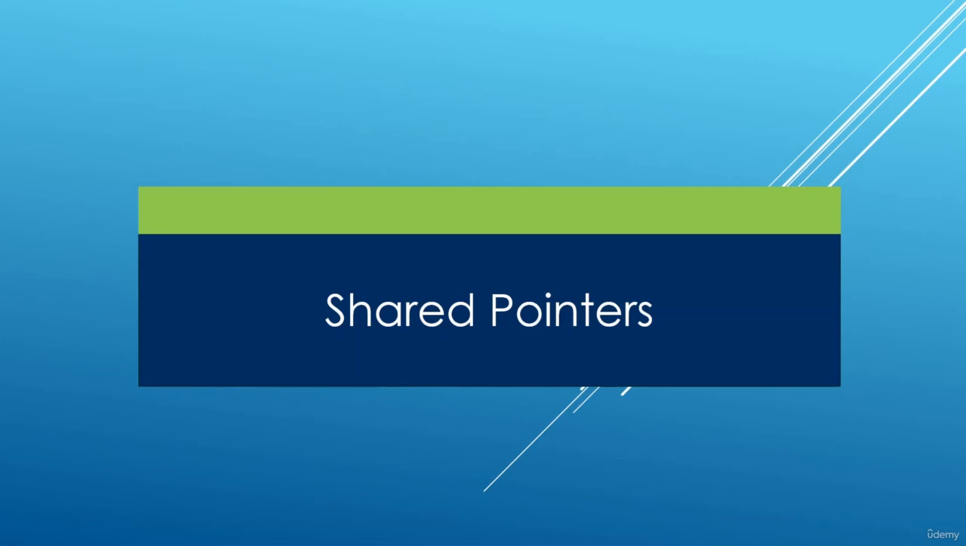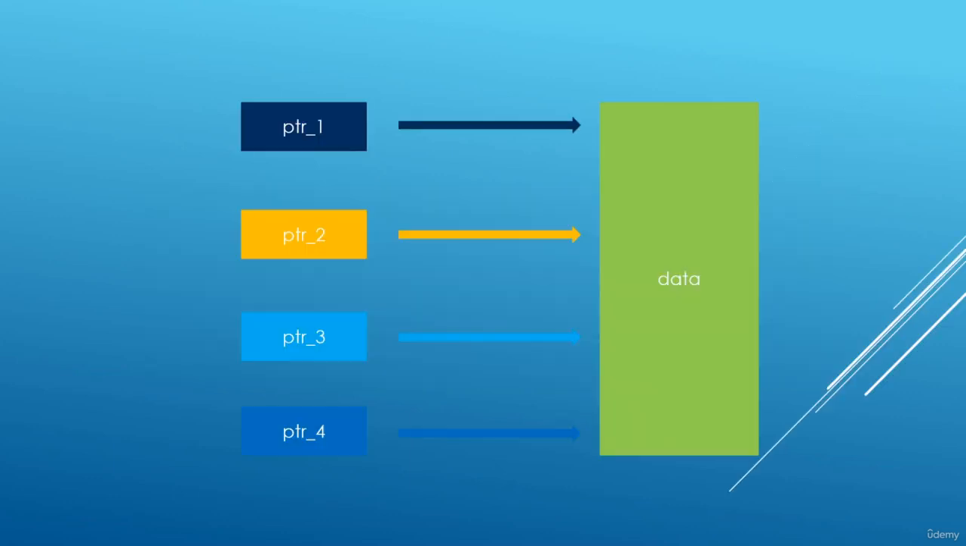In this lecture, we're going to learn about shared pointers. This is another kind of smart pointer we have in C++. The special thing about this pointer is that we can have multiple pointers pointing to the same data that we have in memory. For example, we have pointer 1, which is a shared pointer. It is pointing to our data.